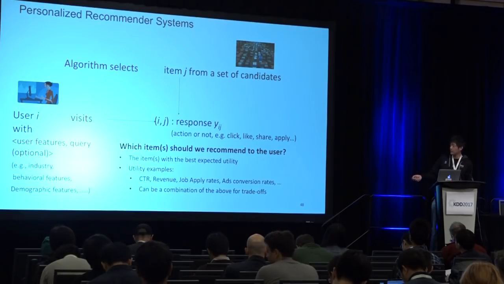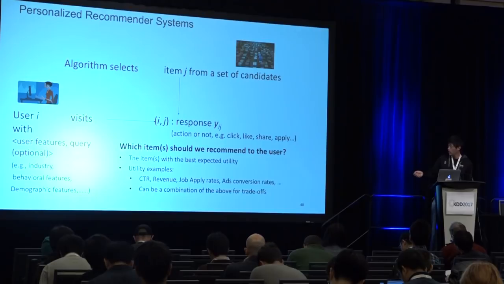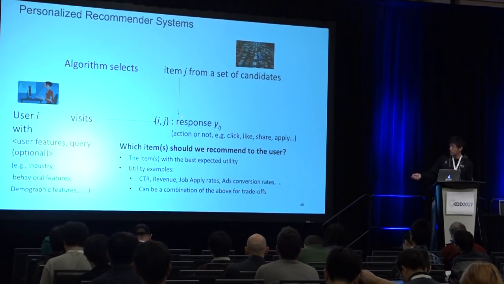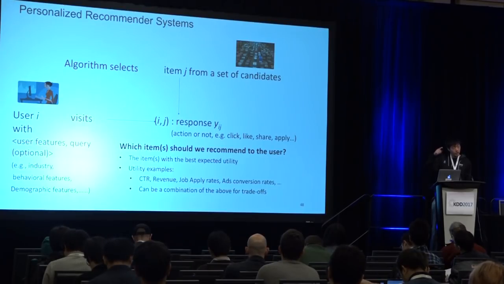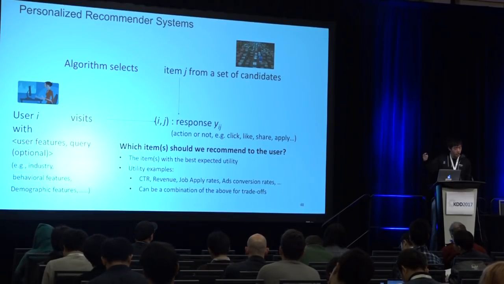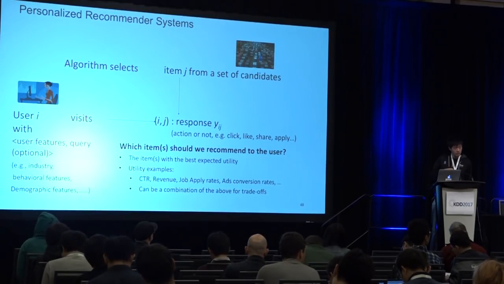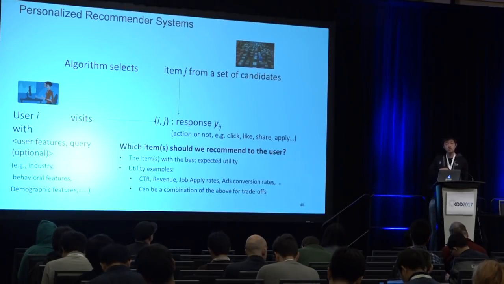So what happens is that your model needs to give the expected value of utility based on the user interaction data and profile features, and then the way you do it is you rank by the expected utility. Does that make sense? Yes. Okay, let me take a question from the back.